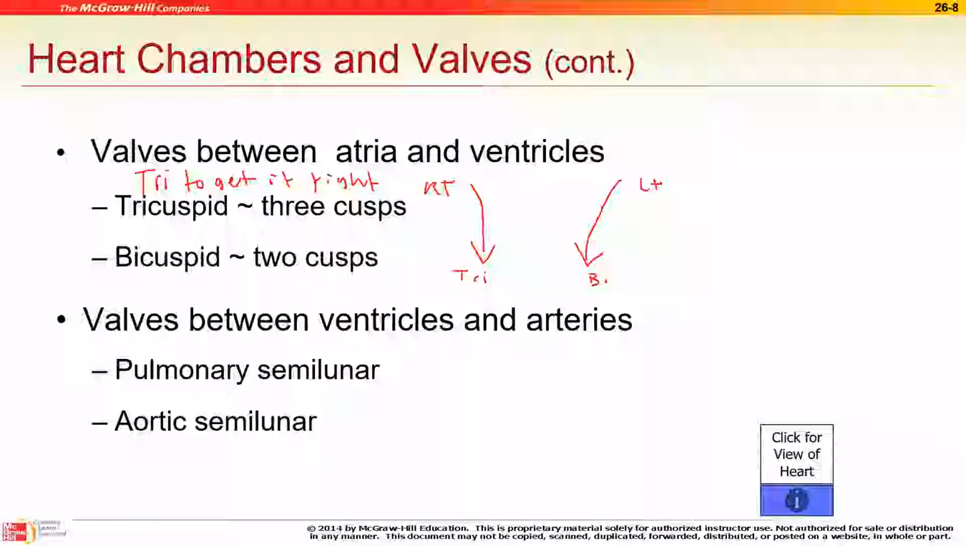Now we have the semilunar valves. And these valves control blood going from the ventricles up and out. Right? So if I'm going to the pulmonary, where am I going to? The lungs. On the right side, you go to the lungs. And on the left side, this is the largest artery in your body, the aorta. Now, when these valves shut during heartbeats, that's what makes your heart sounds, your lub-dub sounds. It's when these guys shut down.